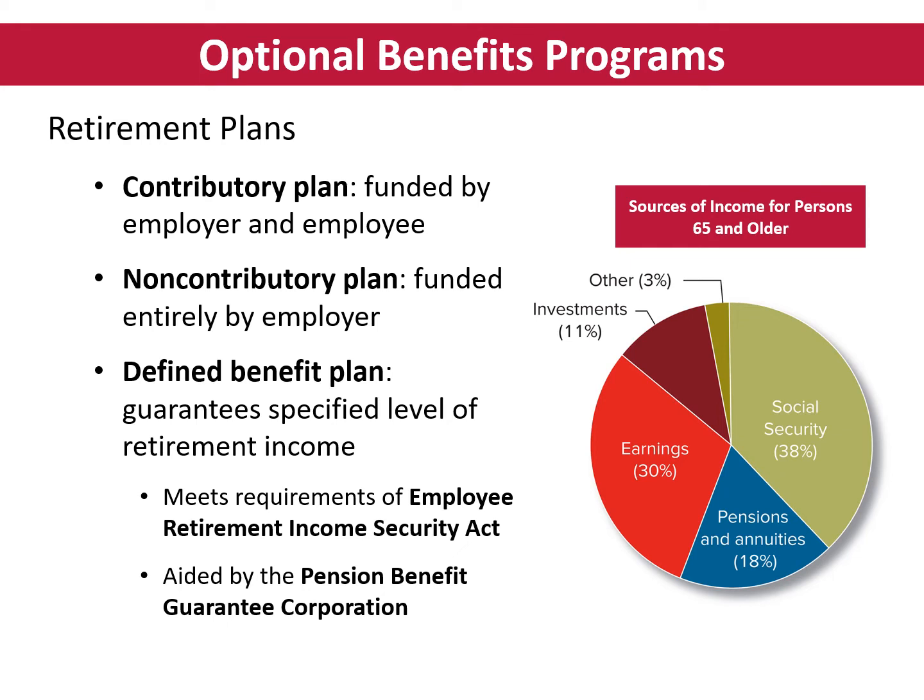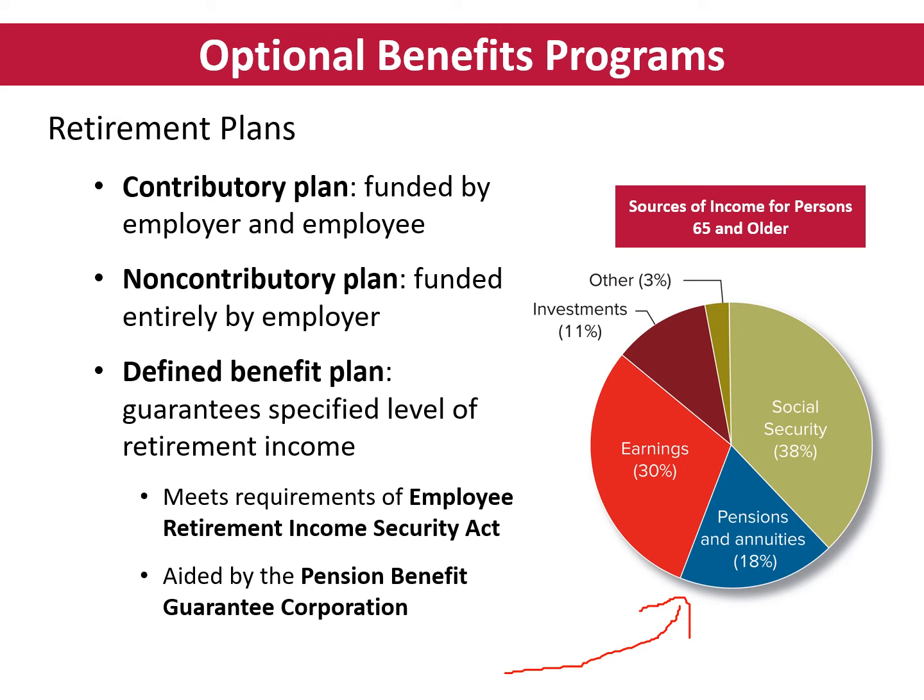Now, as you can see from the chart on the right here, retirement programs play an important role in how people over the age of 65 earn income. And there are a variety of different types of retirement plans that employers can provide for employees. There are contributory plans, which are funded by both the employer and the employee. There are non-contributory plans that are funded just by the employer.